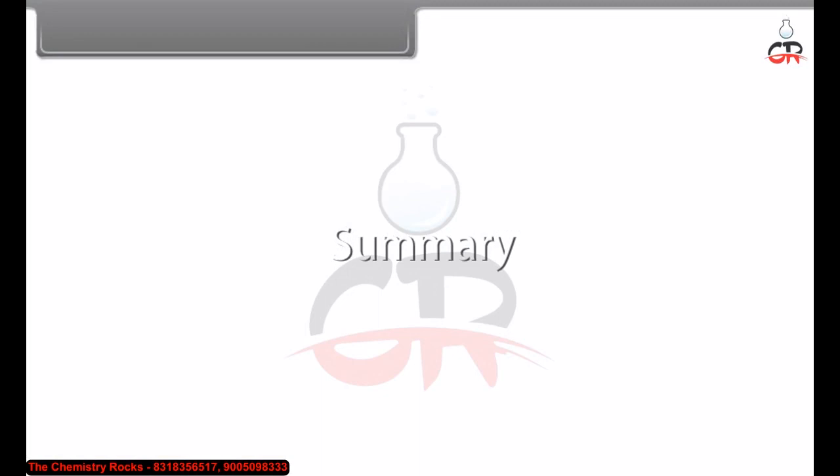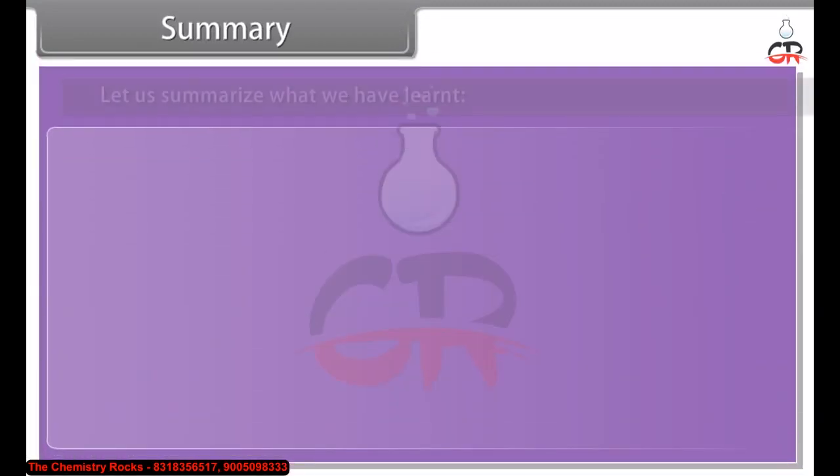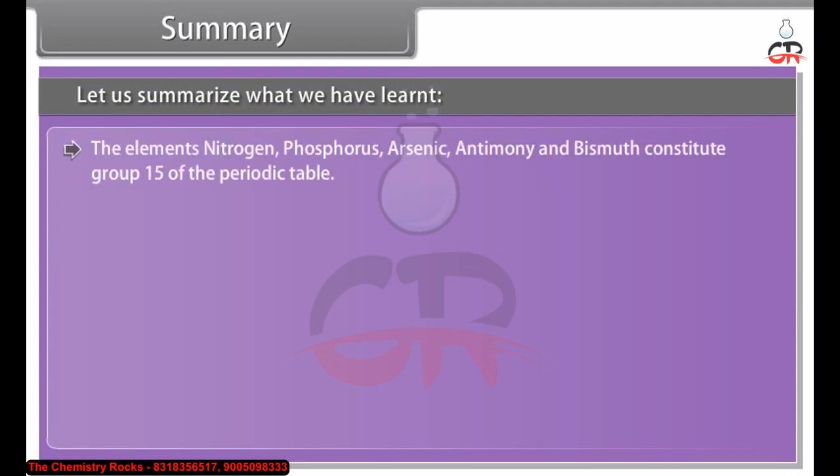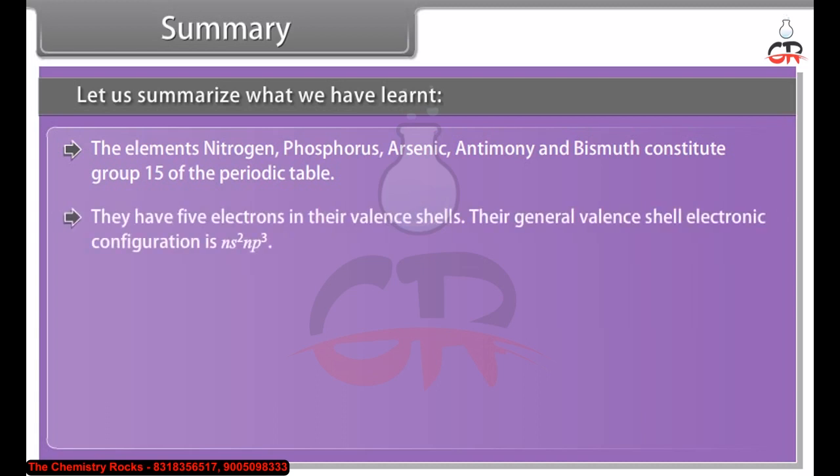Summary. Let us summarize what we have learned. The elements nitrogen, phosphorus, arsenic, antimony and bismuth constitute group 15 of the periodic table. They have 5 electrons in their valence shell. Their general valence shell electronic configuration is ns2np3.